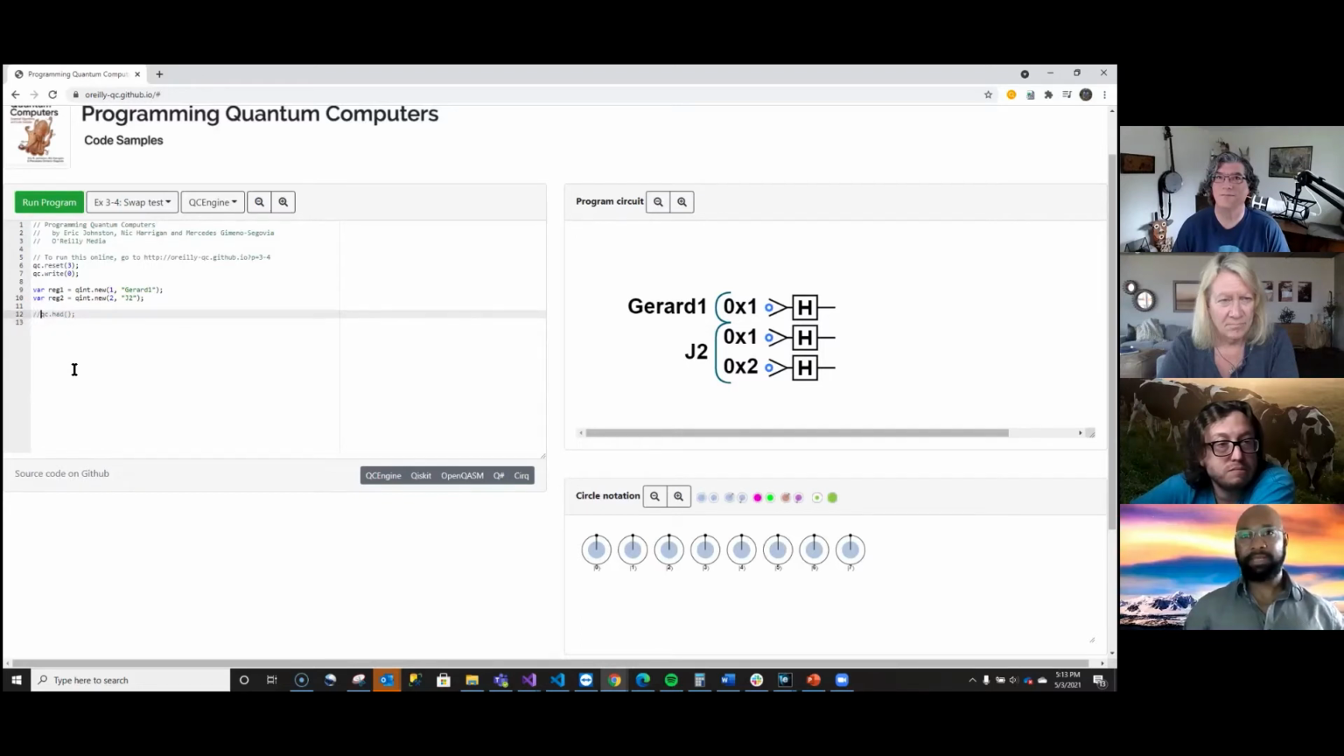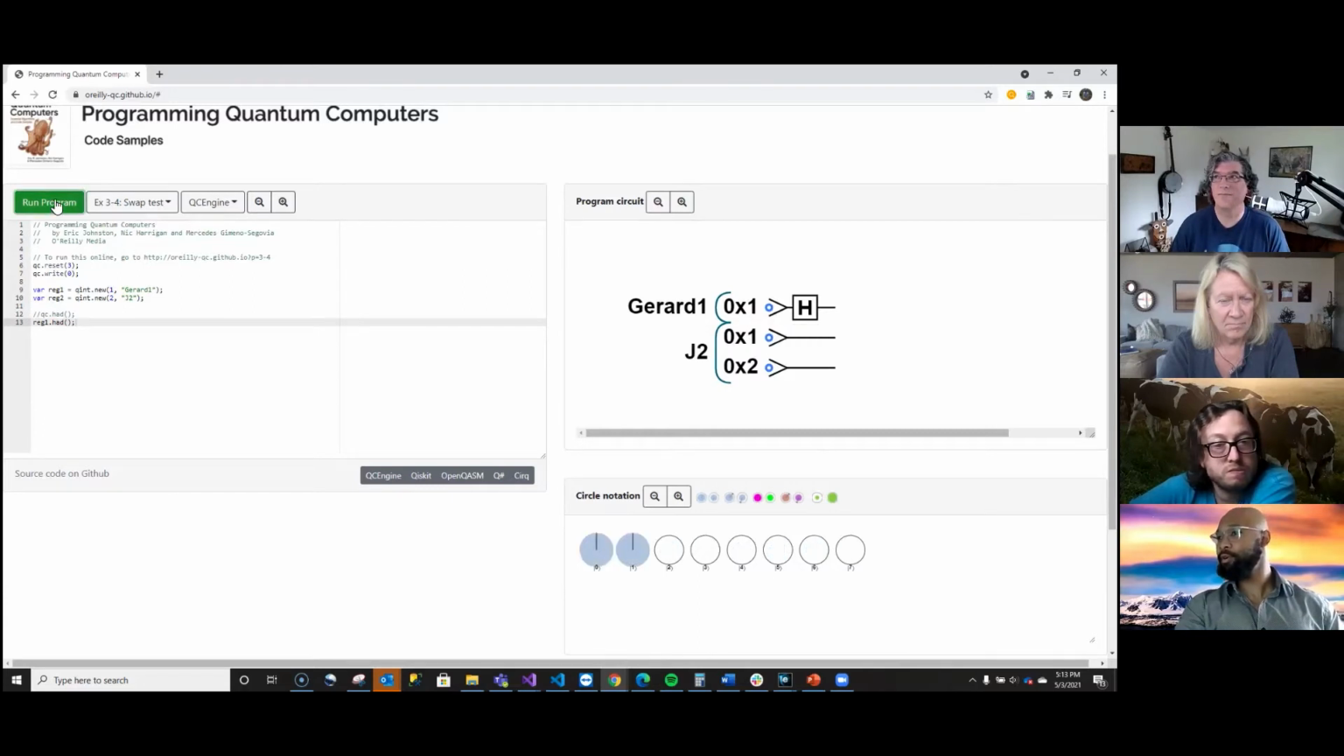Or instead of that, we can have only 1 register in superposition. For example, we could have reg1 had. Perfect. Yes, reg1 is in had, or reg2 could be in superposition.